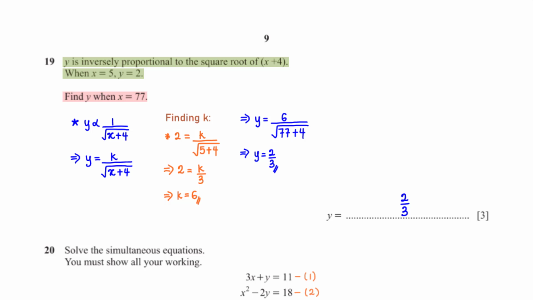So now, to get the value of Y when X is 77, we have Y equals 6 over square root of 77 plus 4, which is equal to 2 over 3.